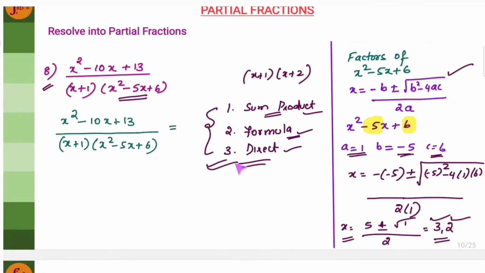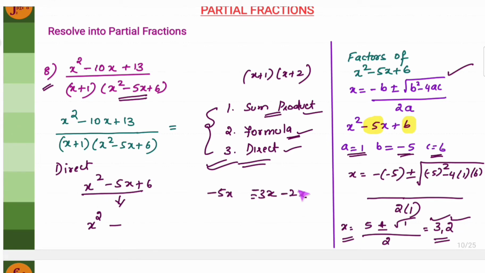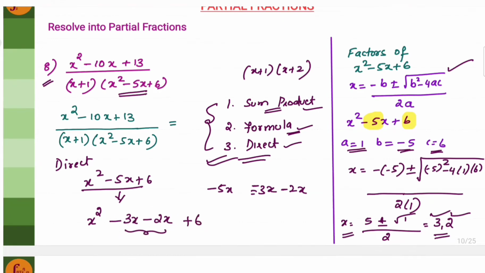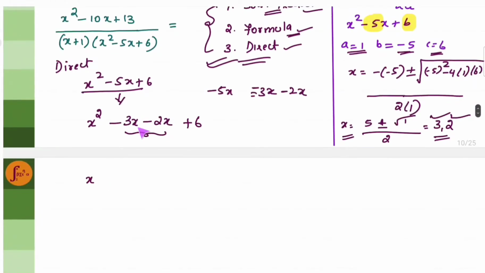Direct method. How would I do it in the direct method? This is like this, right? I'll have to split minus 5x into two terms. So 5x can be written as 3x and 2x. Since there is minus 5x, I'll have to write this as minus 3x and minus 2x. So when I add these two, it's going to be minus 5x, right? This is another way. Now here I'll take a common factor. Between these two, I can take x as common, so I'll get x minus 3. And between these two, I can take 2 as common.